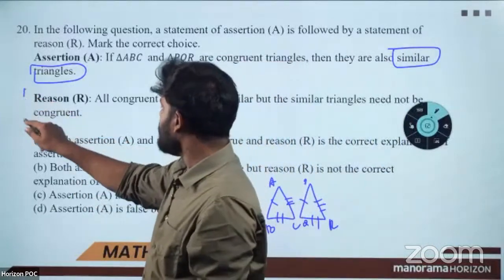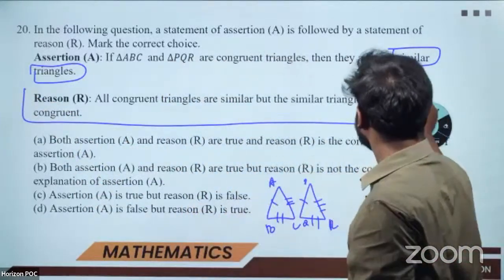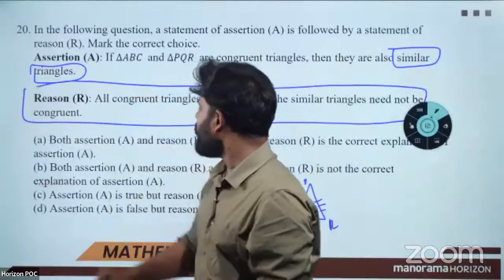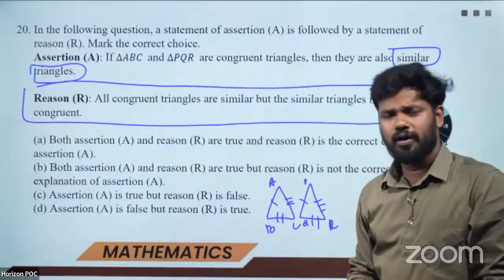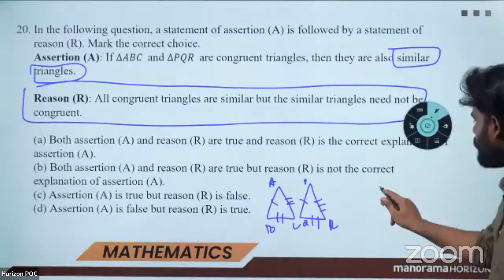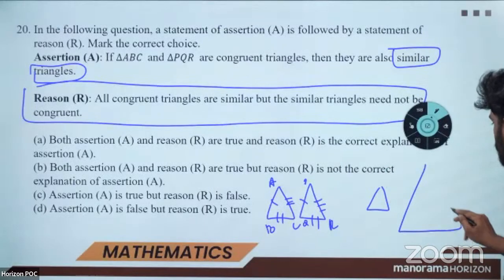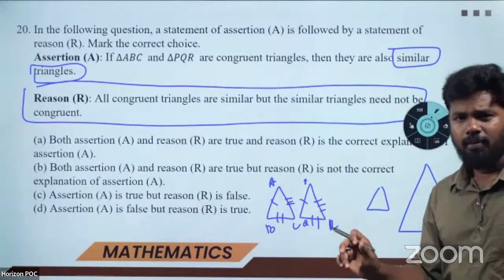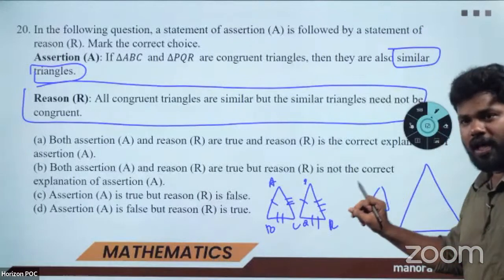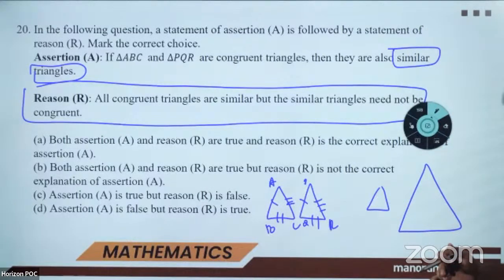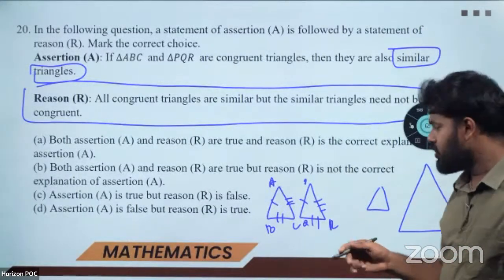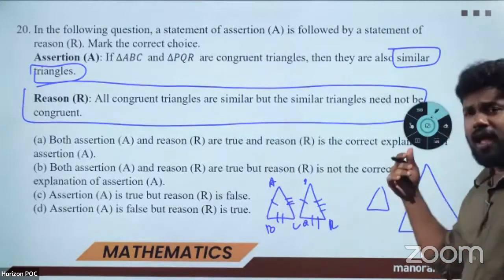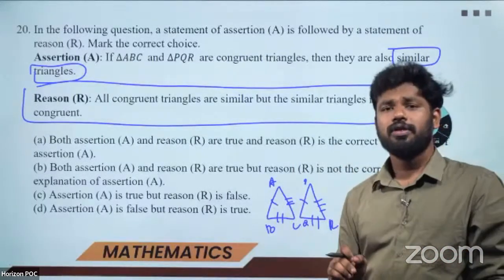And when you look at the reason, that is, all congruent triangles are similar, but similar triangles need not be congruent. Is that true? Suppose I draw two similar triangles. These two look similar. Why? Because one is zoomed out and one is zoomed in. So you have two similar triangles over here. When you have two similar triangles, they need not be what? Congruent. So that is correct.